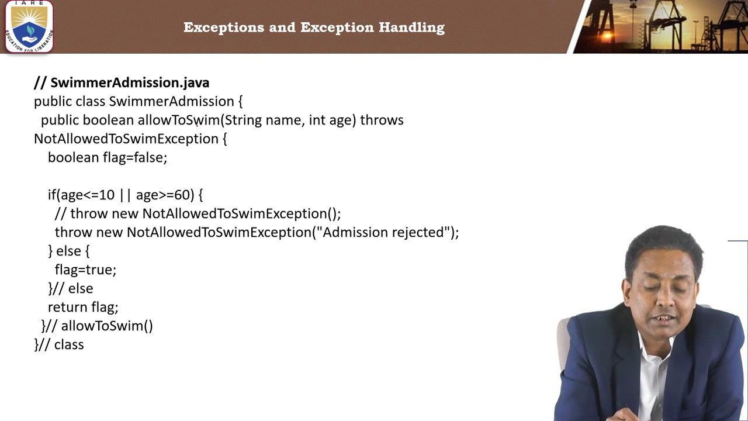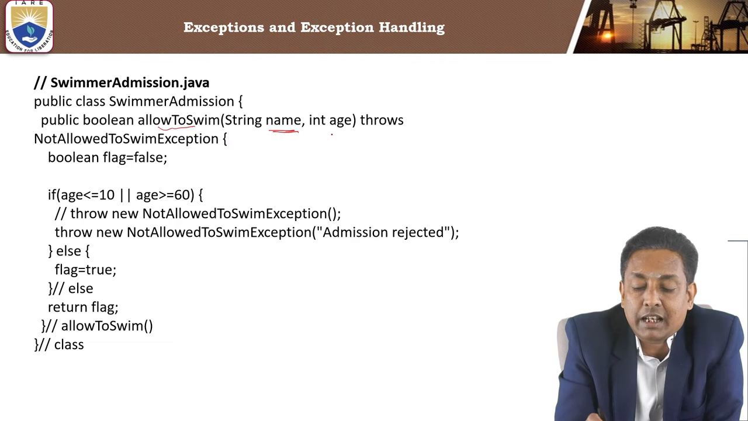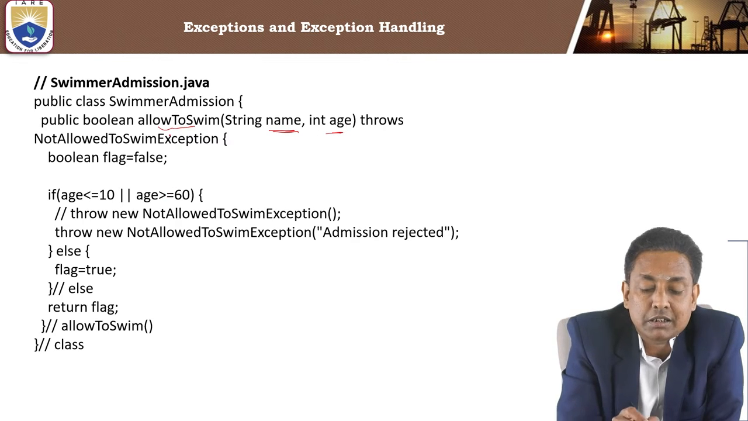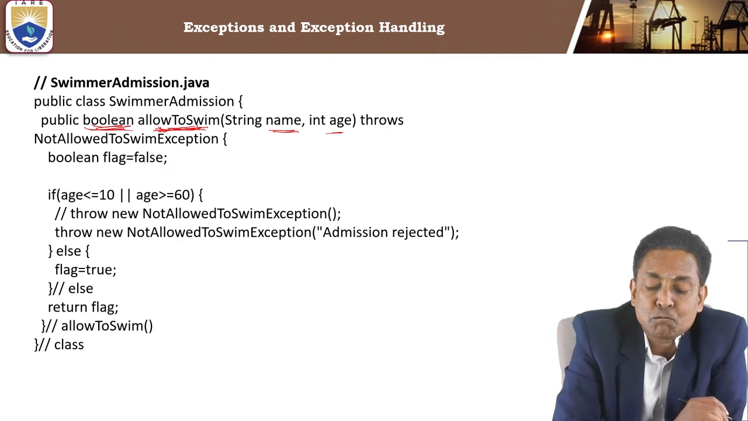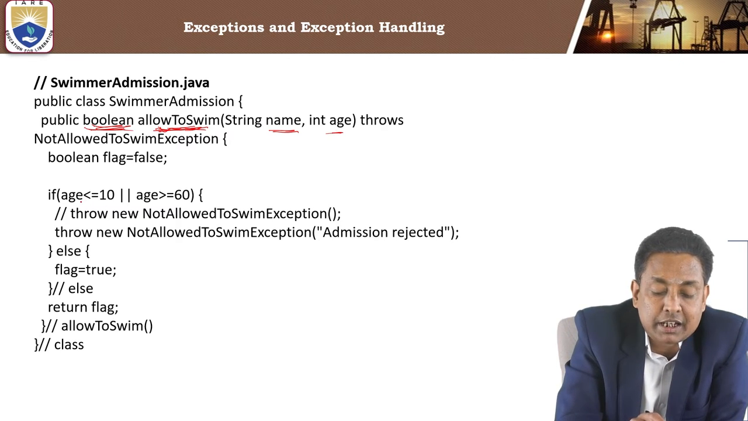Public class SwimmerAdmission. This class has one method called allowToSwim. In this, we are taking String name and int age as parameters. The return type of the allowToSwim method is boolean.